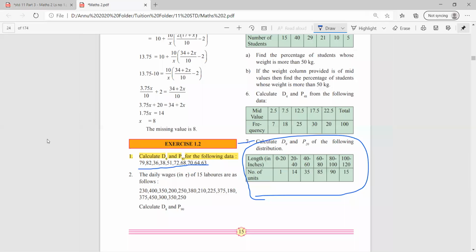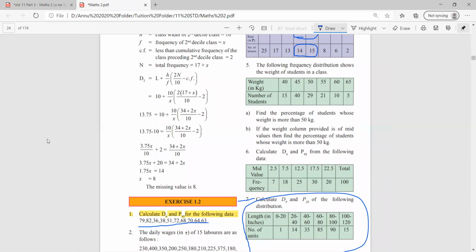So with this class, we have finished 5 sums of exercise 1.2, which were of similar and simple nature. Now in tomorrow's session, I'll be covering the remaining 5 sums. So till then, keep watching.